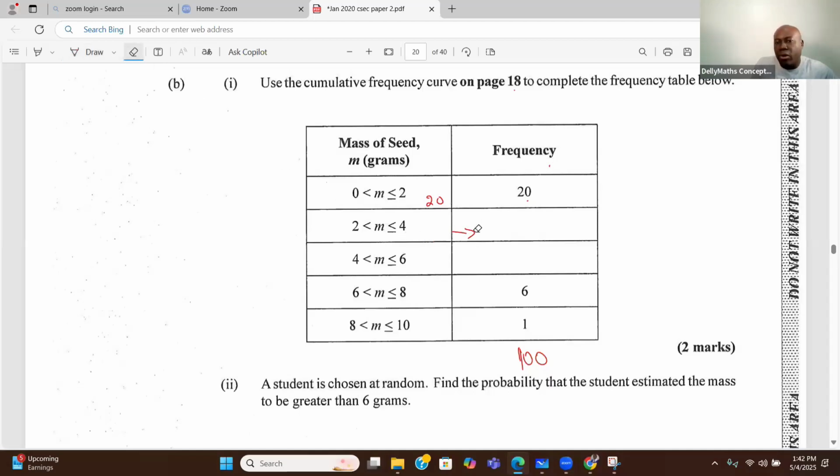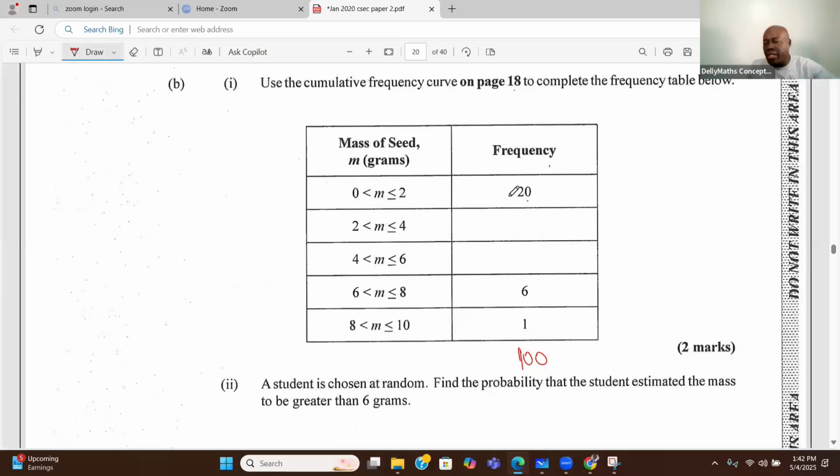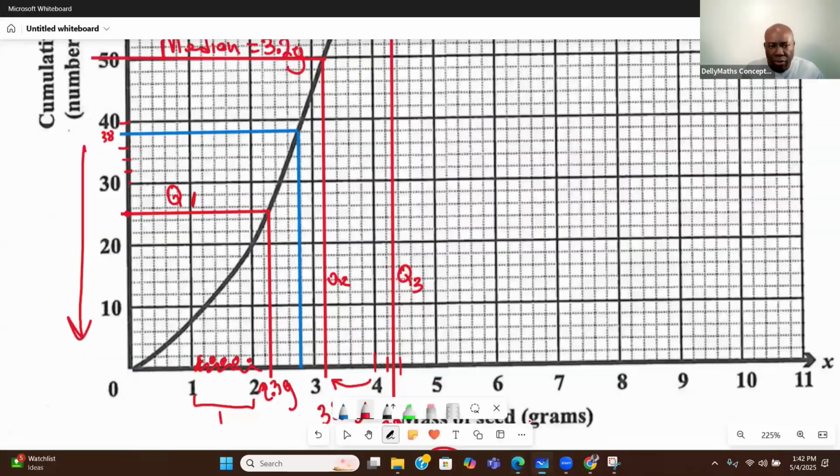Because based on how cumulative frequency is done, you keep adding up your frequency. So that means if you find two consecutive cumulative frequencies and subtract, it tells you what the frequency was at the last one. So we're going to go to 4 on the graph to see what number comes up. Okay? Let me show you what I mean.